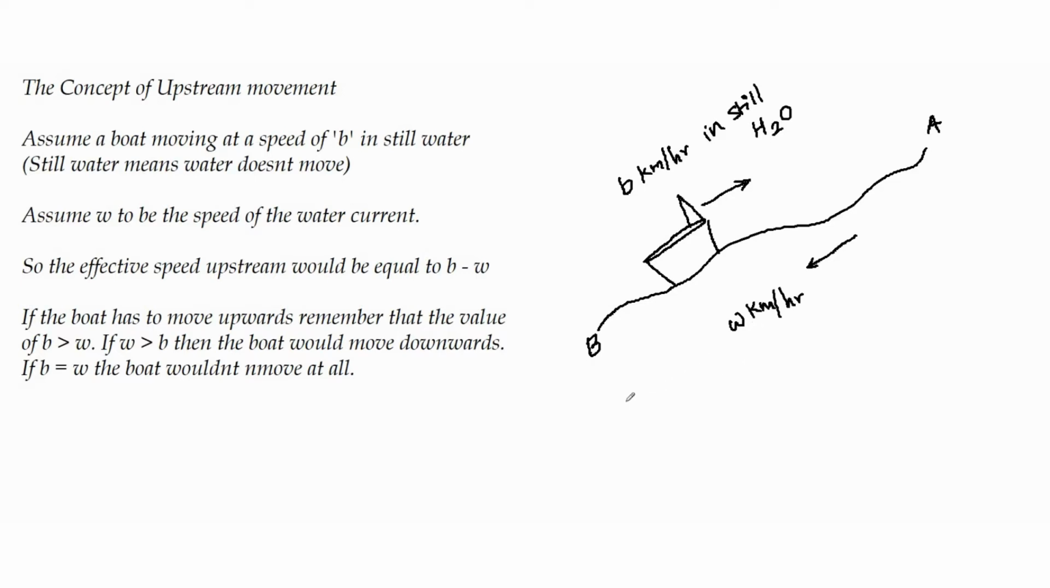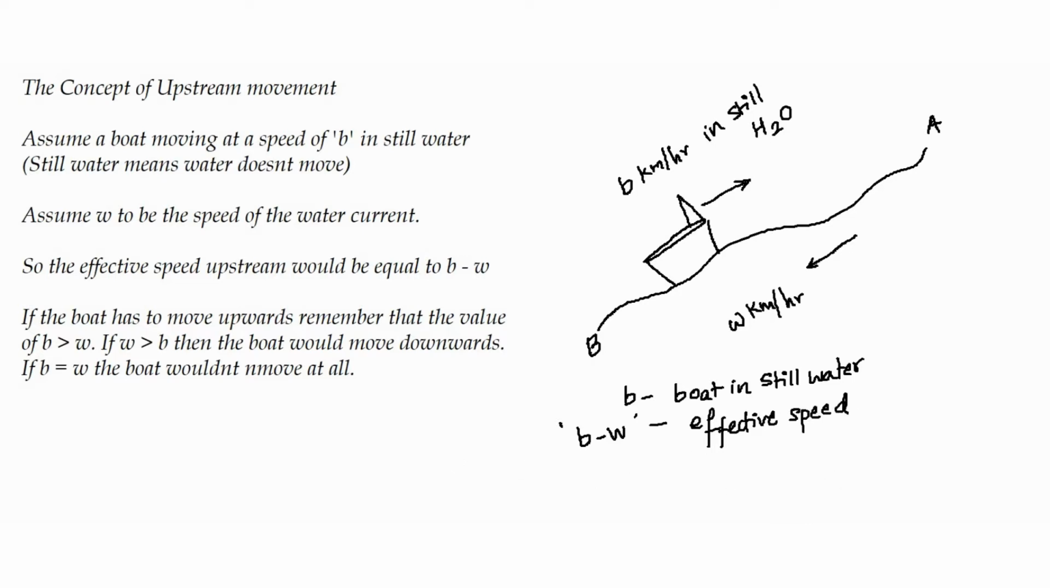That means while B is the speed of the boat in still water, that is when the water does not flow, but because it is trying to go upwards, its relative speed is going to be reduced to B minus W. That is because while it is trying to go up at B kilometers per hour, the water stream is flowing downwards at W kilometers per hour, and because these are in opposite directions, the effective speed is going to be B minus W kilometers per hour. So the effective speed of the boat upstream is going to be B minus W.